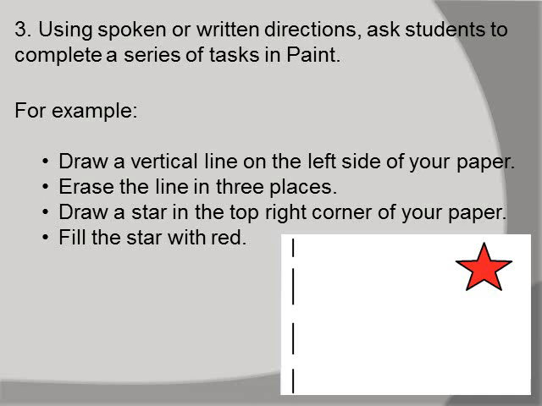As one idea, they could draw a vertical line on the left side of their paper, erase the line in 3 places, draw a star in the top right corner, and fill the star in with red. This is just one idea of how students could follow directions.